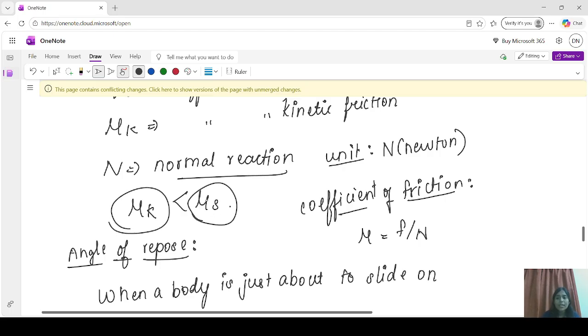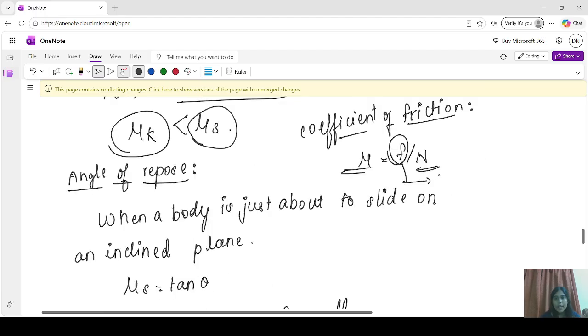Now, what is the unit? Unit is N. What does that N mean? Newton. So, the coefficient of friction is mu equal to F divided by N, where F is the friction force and N is the normal reaction force.